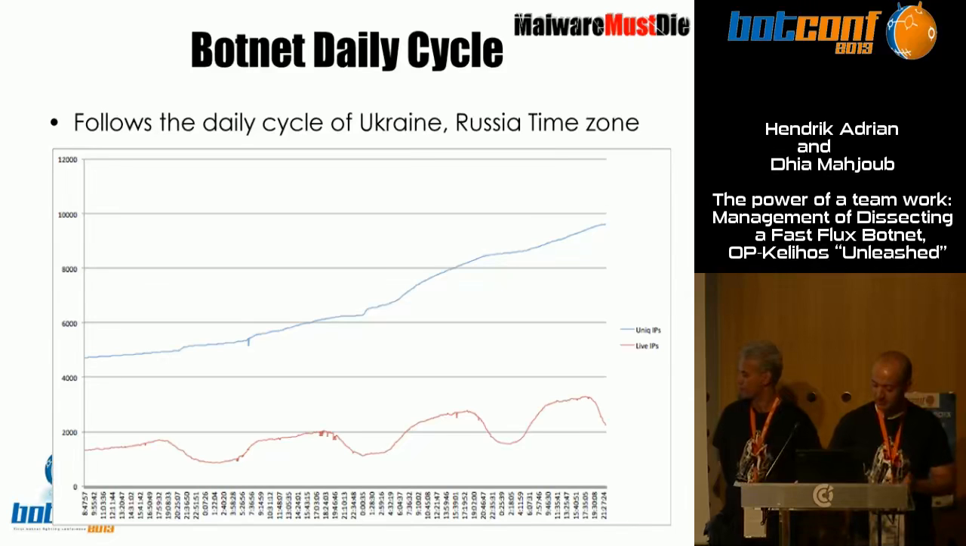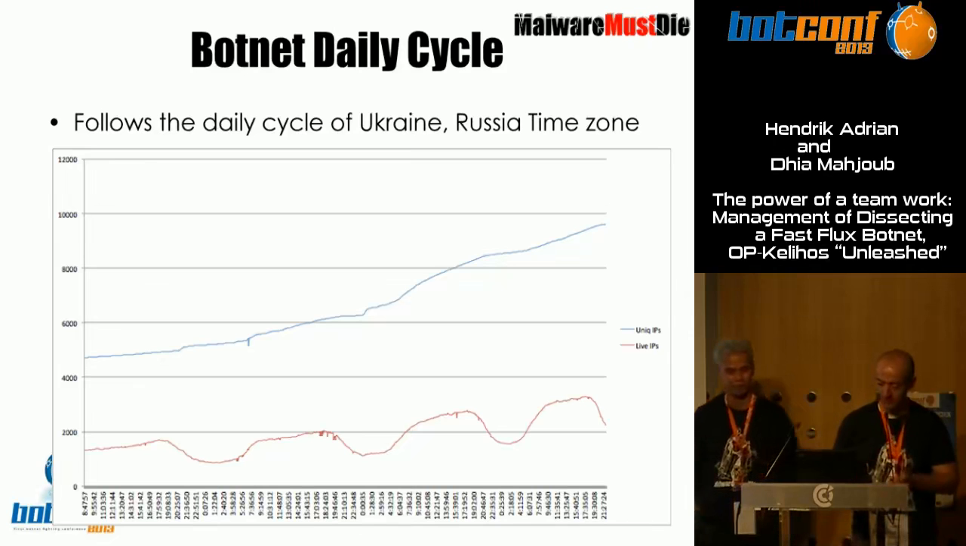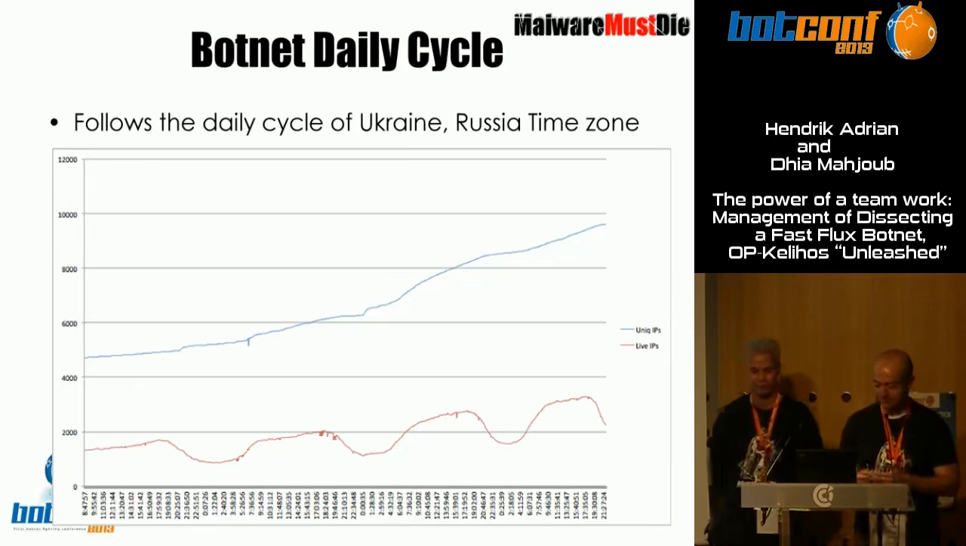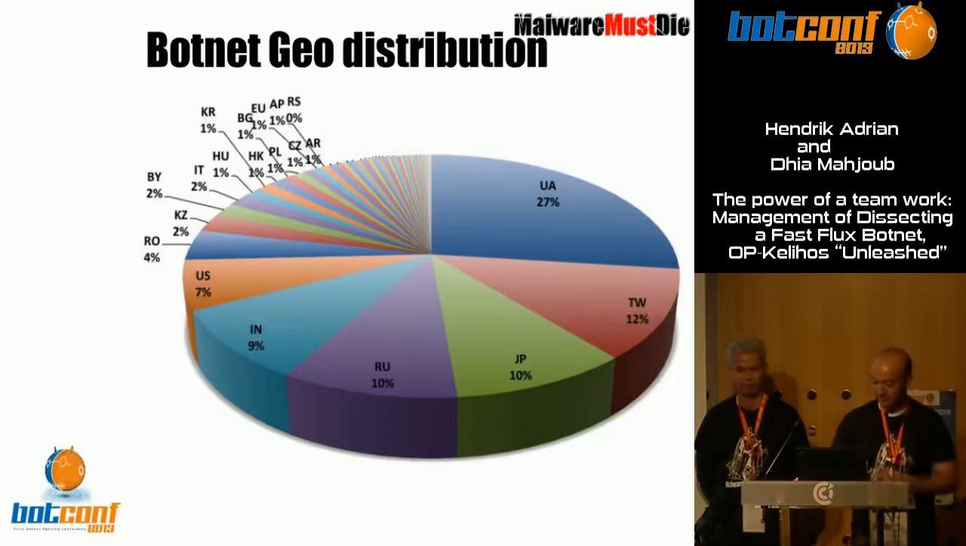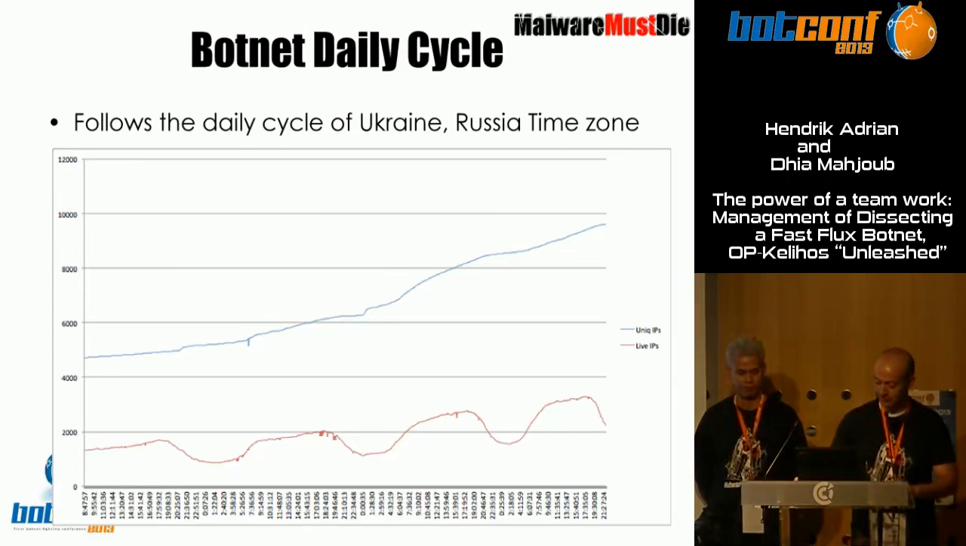Now the other interesting thing is that this follows the Ukraine-Russia time zone. The night time valley is when Russians and Ukrainians go to bed, and then it goes back up when they go to work or switch on their machines and start browsing the web or doing whatever, and then it goes up at around 5 p.m. when they use their machines the most. So this is another evidence of the distribution that we showed earlier with the geo IP.